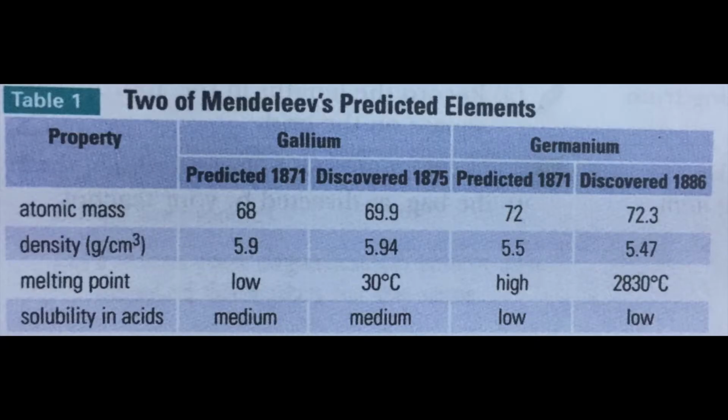Let's just look at Table 1 for a moment. It says, two of Mendeleev's predicted elements, gallium and germanium. Gallium was predicted in 1871 and discovered in 1875. You can see that the atomic masses were very close, possibly exactly, relative to the mass number, but the average was quite different. Germanium was predicted in 1871 and discovered in 1886. The atomic masses were very similar, and the predicted properties were also very similar to what they were discovered to be.